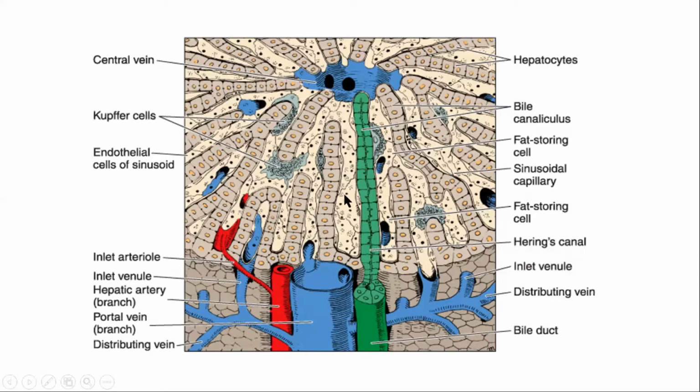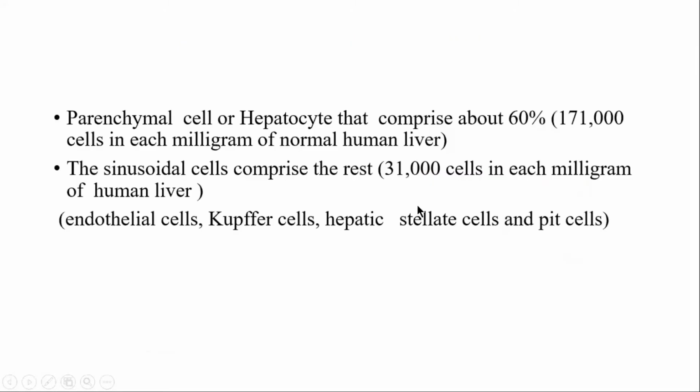hepatocytes. This is the sinusoid. In the sinusoid, you can see Kupffer cell, and this is bile canaliculus. And this is the portal tract containing portal vein, hepatic artery, and bile duct. The parenchymal cell or hepatic cell comprise most of the volume of the liver, about 60%, and other cells are sinusoidal cells, which include endothelial cells, Kupffer cells, hepatic stellate cells, and pit cells.